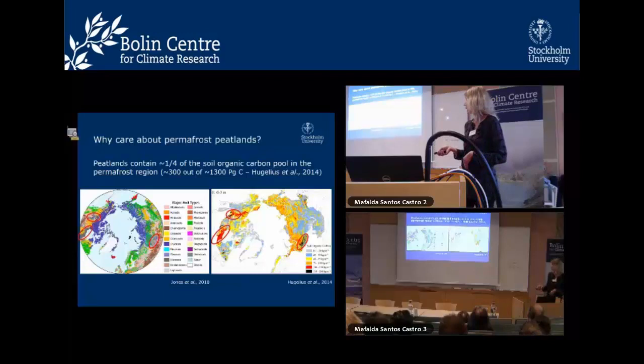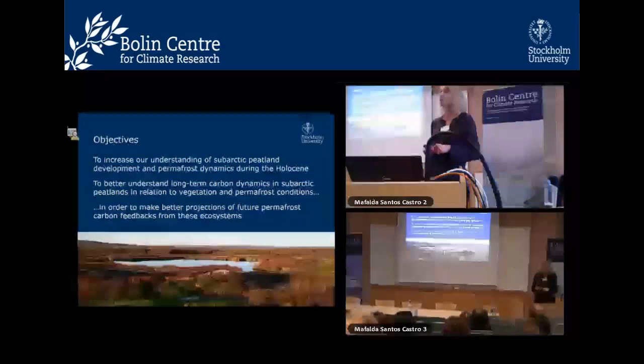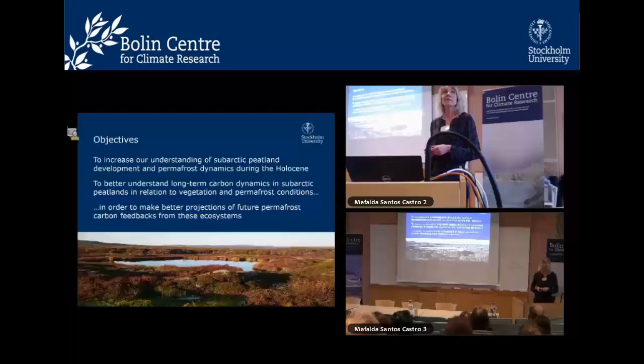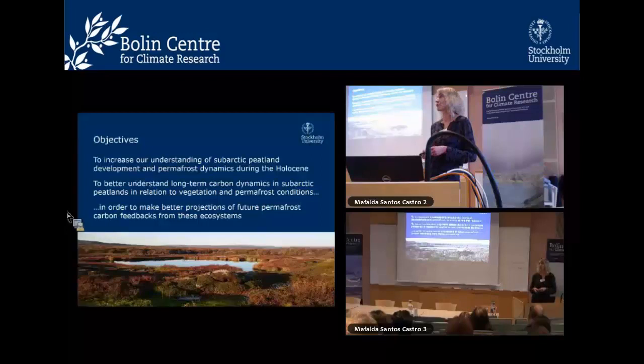The objectives of this particular study, well, there were a number of objectives. The first one was to increase our understanding of Holocene subarctic peatland development in general and the permafrost dynamics in particular. The other objective was to better understand long-term carbon dynamics in these environments in relation to vegetation and permafrost conditions, in order to better predict future permafrost carbon feedbacks from these ecosystems.